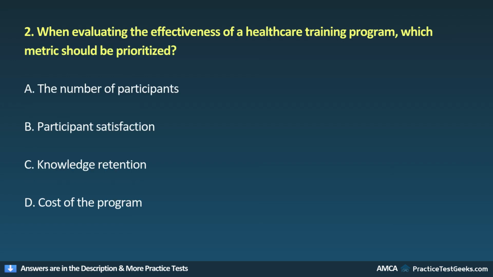2. When evaluating the effectiveness of a healthcare training program, which metric should be prioritized? A. The number of participants. B. Participant satisfaction. C. Knowledge retention. D. Cost of the program.